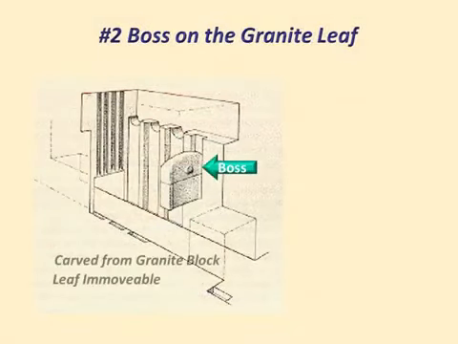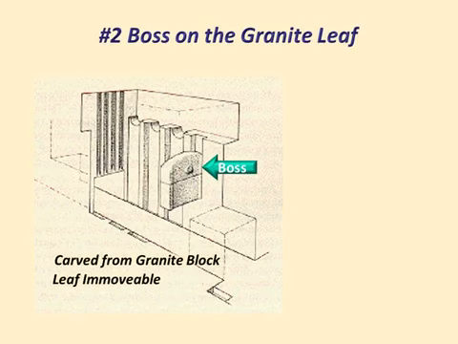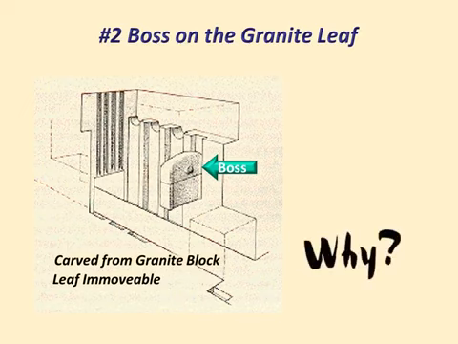Number 2, the boss on the granite leaf. Remember I said that granite leaf was made of 2 chunks of granite joined together, but the boss is carved out of that solid top piece. That leaf is immovable. So why? Why would you do that? It doesn't protect the tomb. What function does it serve?